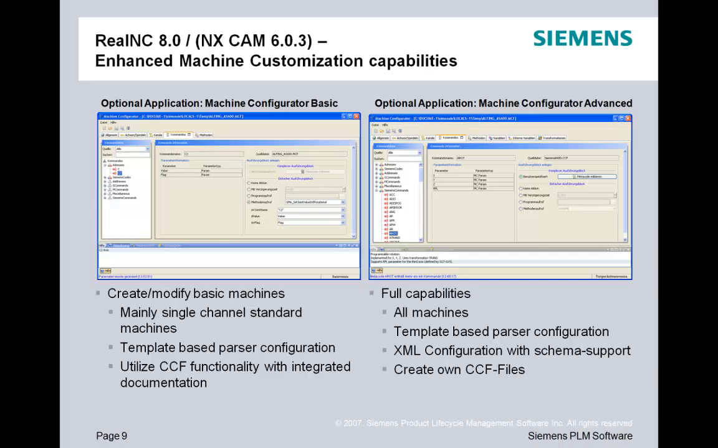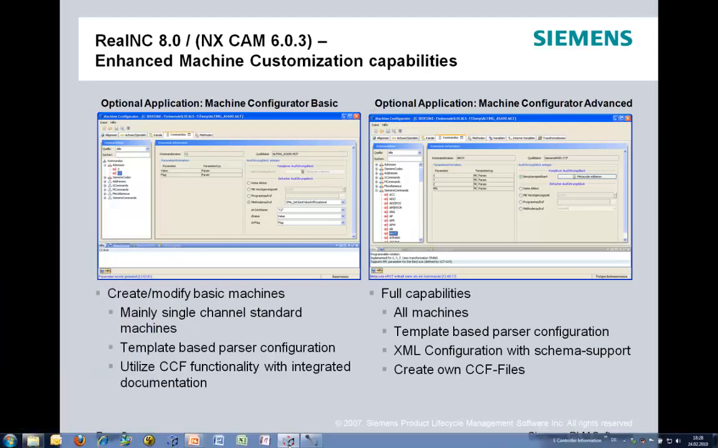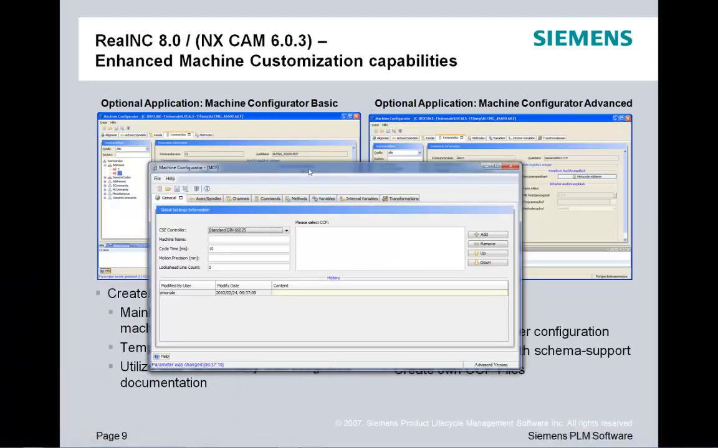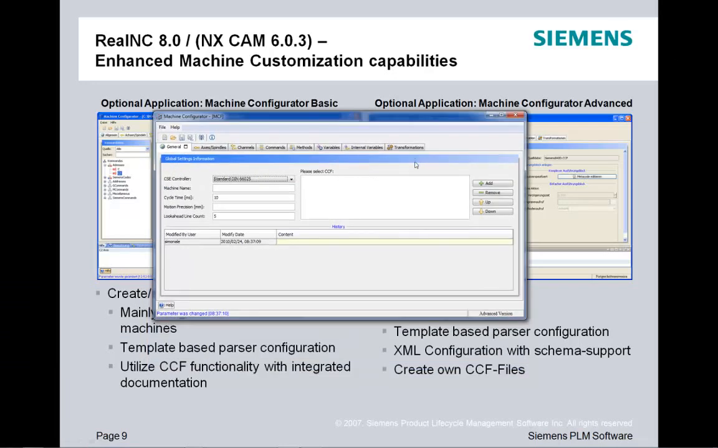It is template based, so it is context specific and parser specific. So for a Siemens controller, you will get other capabilities than if you use machine configurator for a FANUC controller. And it has some schema support that prevents you from making errors. And it also allows you to create library files. I will start with a quick demo so that you get a small impression of how it looks.